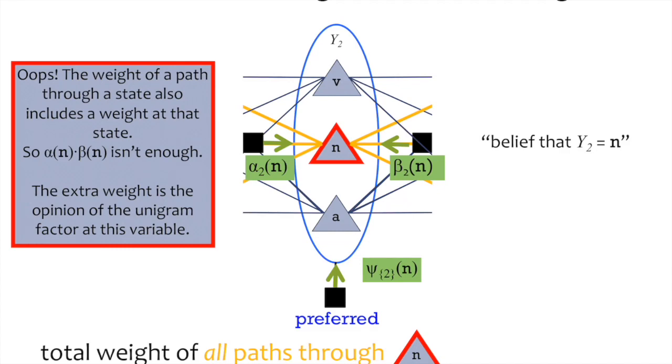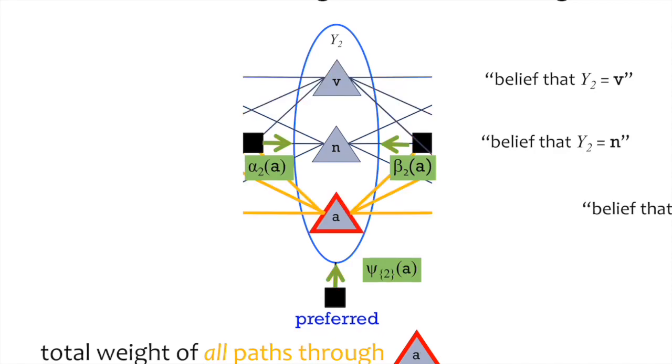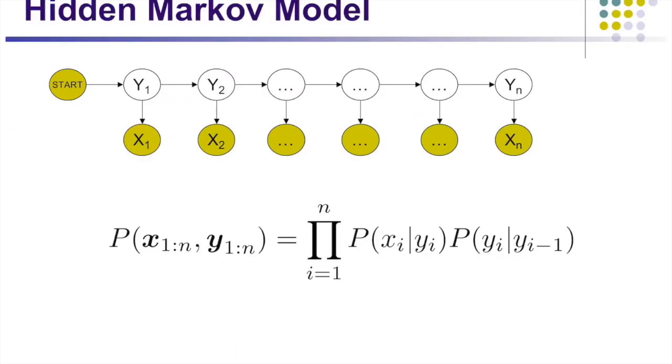And similarly for the other one, if we want to compute the probability of Y2 being verb, all of the messages, all of the belief of the other words in the sentence on the left side that think I'm a verb, the right side that thinks I'm a verb, and consult my word and compute the belief. So, this basically summarizes what we did in the form of a hidden Markov model.